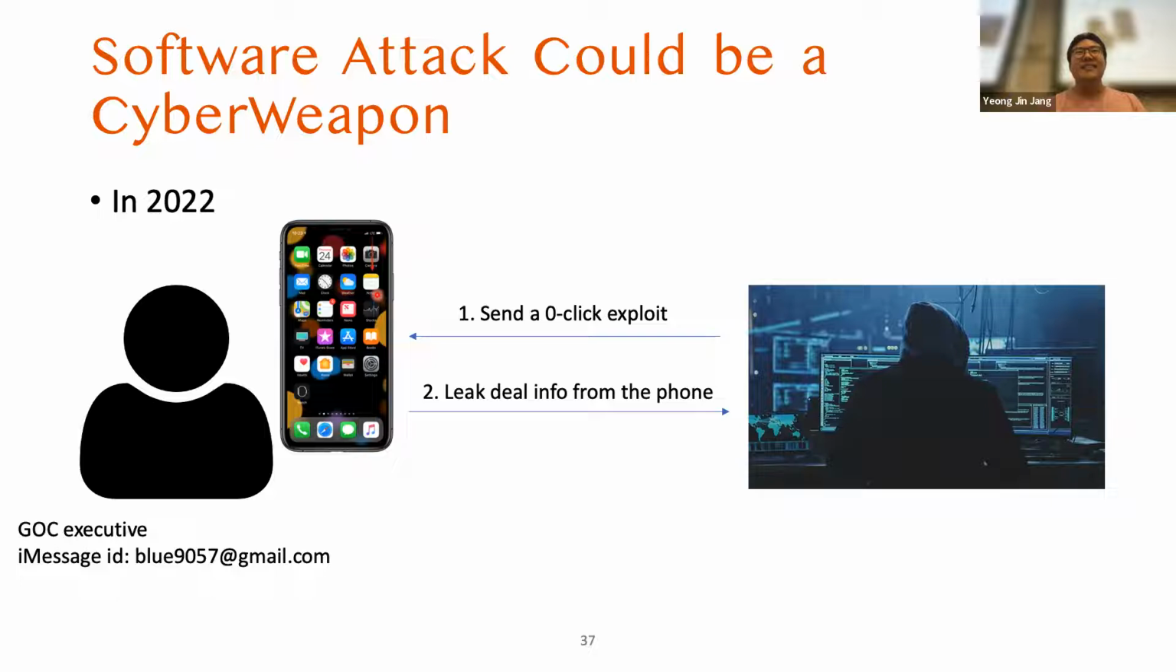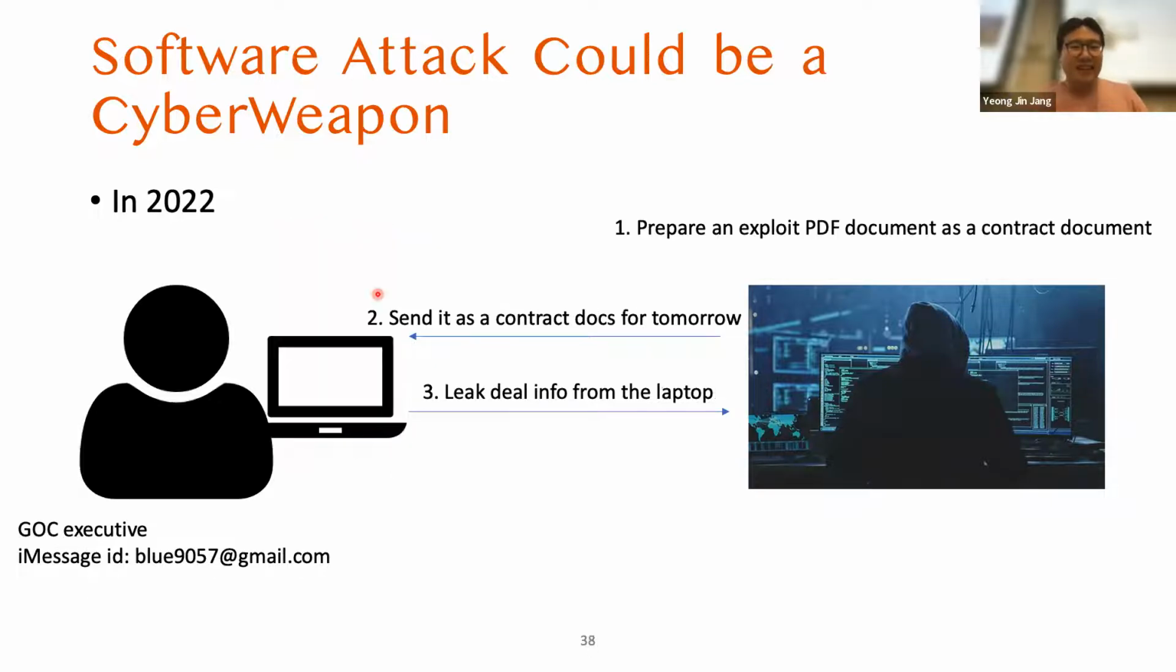But suppose the data is not in the phone. What the attacker can do is prepare a PDF document, after finding a vulnerability in the PDF reader, and then craft your PDF document. It looks like a regular contract, but inside there's a hidden payload. Whenever you open the PDF document, that will hack the program and automatically run the attacker's program. So in that case, send the PDF, they'll open it, their computer got hacked, so leak the deal information. That's how it works.